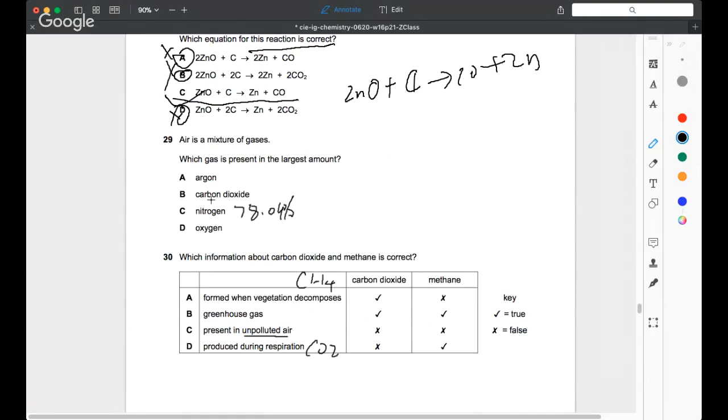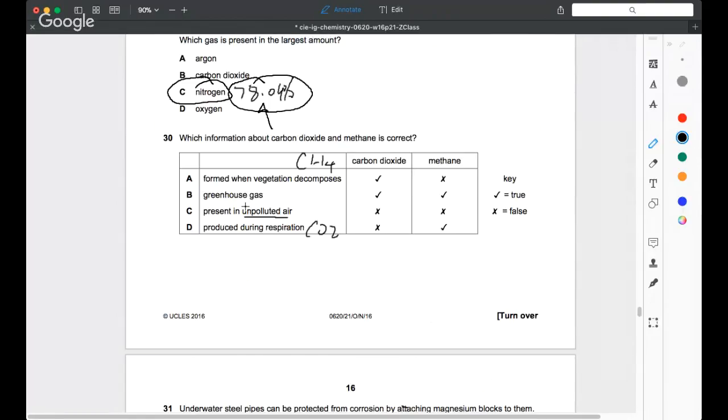Number 29. So obviously nitrogen is present in the largest amount. It takes around 78% of the total air. So that's obviously more than half, so it has to be the largest.